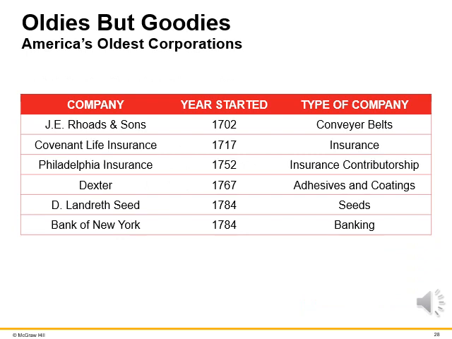This is an interesting slide because it identifies companies that have been in business for over 200 years. For instance, J.E. Rhoads and Sons is the oldest company in the U.S. and started off tanning leather for buggy whips. Philadelphia Contributionship Insurance was formed based on suggestions by Benjamin Franklin regarding the establishment of a volunteer fire brigade, which eventually developed into an insurance company.